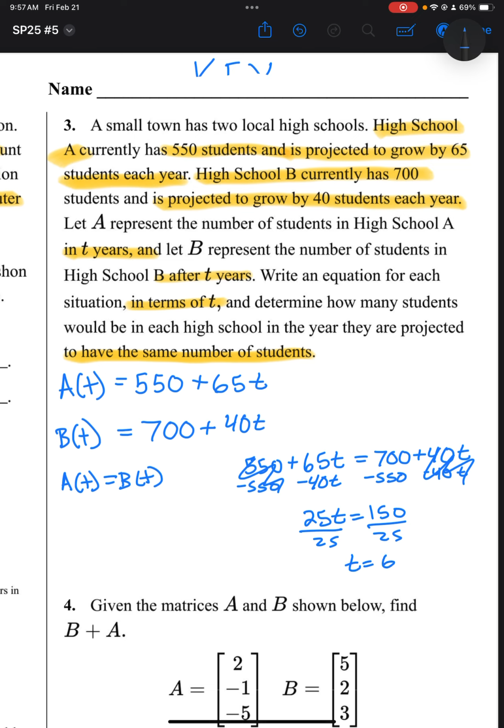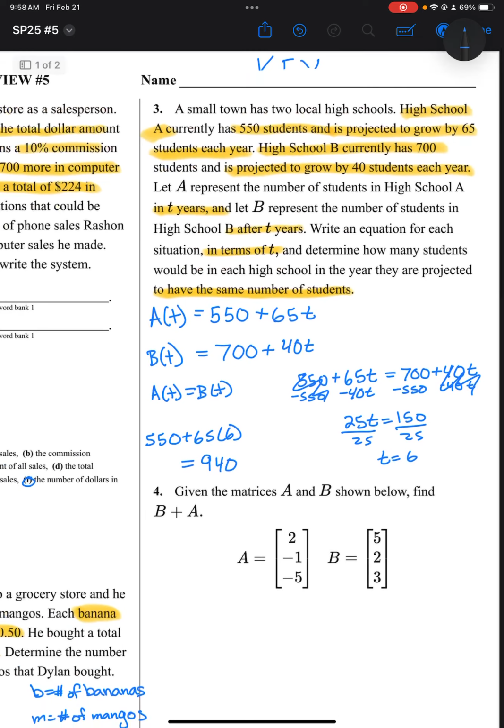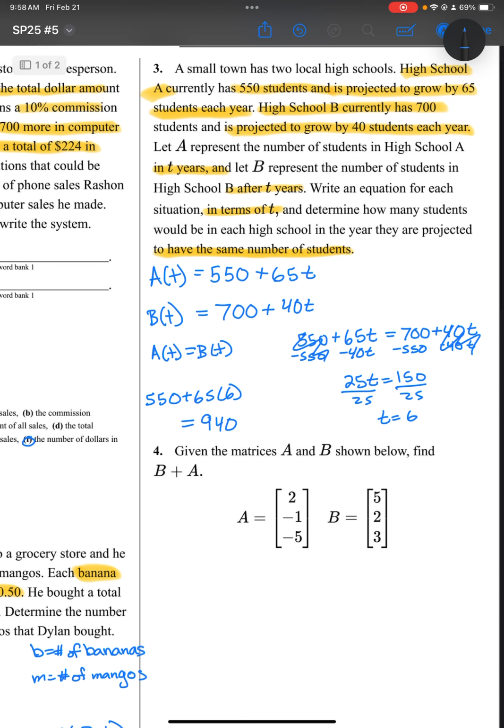Now we're going to divide by 25. T equals 6. So let's plug that in because they don't want the amount of years it's going to take. They want to find out actually how many students that's going to be. So let's plug it in for the first one. 550 plus 65 times 6. And you should be getting a total of 940. And then if you did it with the problem B, you should get the same amount. So there is our answer for number 3.